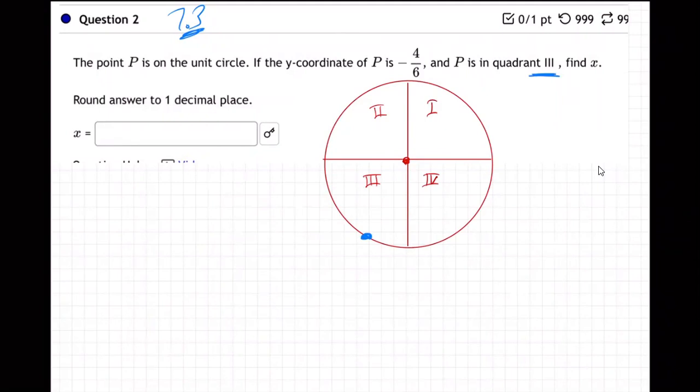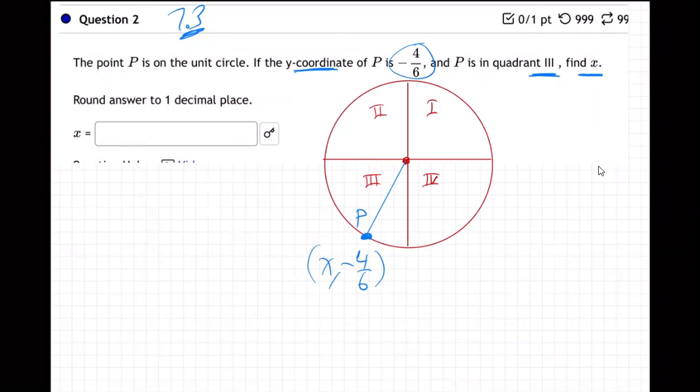And so that means there is a line going out to it. And the y coordinate is -4/6. So this is the point P here. It's got an x coordinate, which we don't know, and a y coordinate, which is -4/6. And they want us to find the x coordinate. Okay, how are we going to do that? What are we going to do to make that happen?